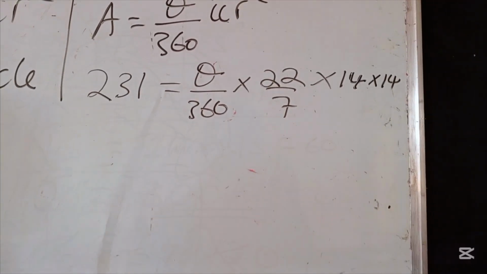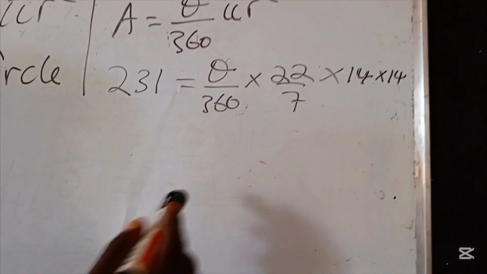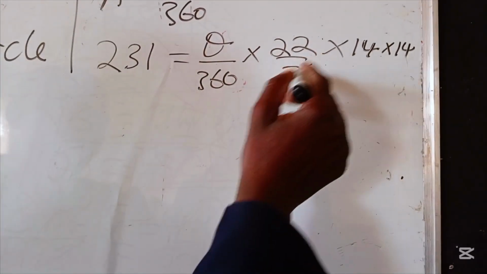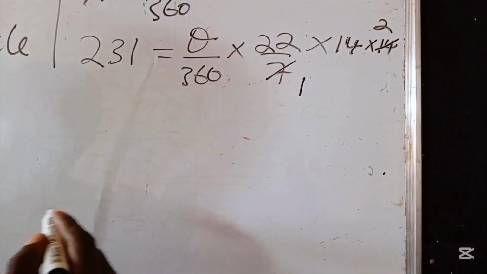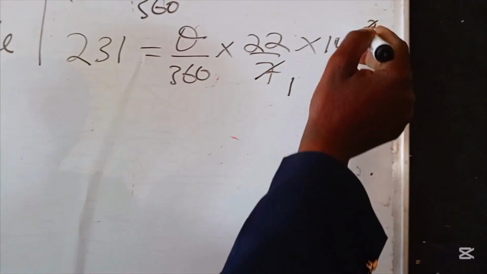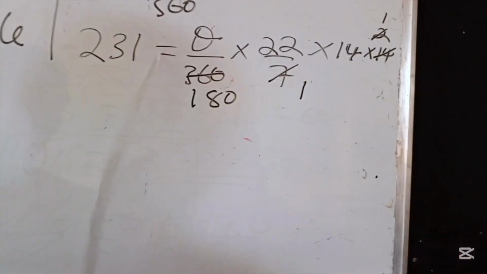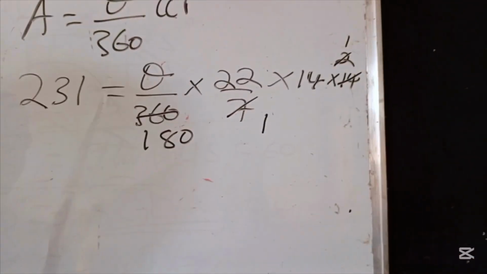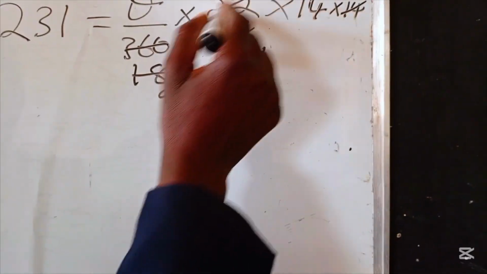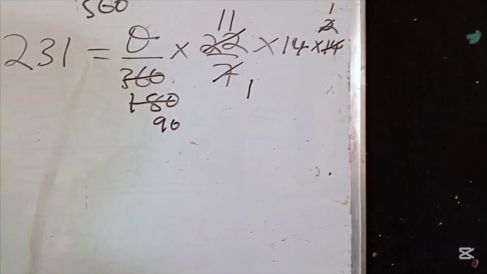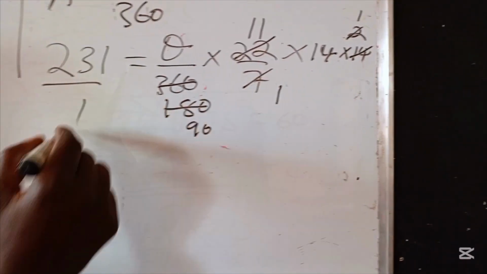Now there are some numbers which I can automatically do away with. I can do away with the 7. 7 into 7, 1. 7 into 14, it is 2. I can also do away with this 2. 2 here, it is 1. 2 there, it is 180. Again, 2 can go there. 2 there, it's 90. 2 there, it is 11. I'm interested in 11. So on top there, I've remained here, I'll say over 1.